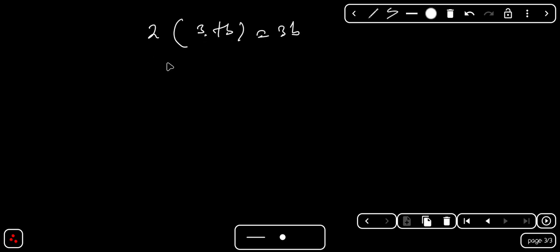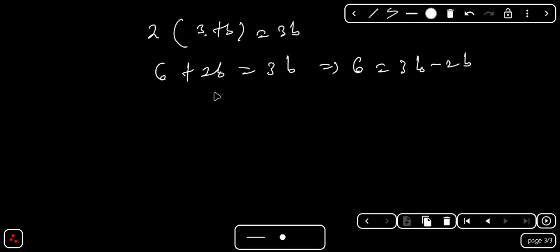So 2 multiplied by 3 will give us 6, then plus 2 multiplied by b will give us 2b, which is equal to 3b. Then if you subtract 2b from both sides, we are going to have 6 equals 3b minus 2b. So we have 6 equals b. Okay, so that is the value of b.